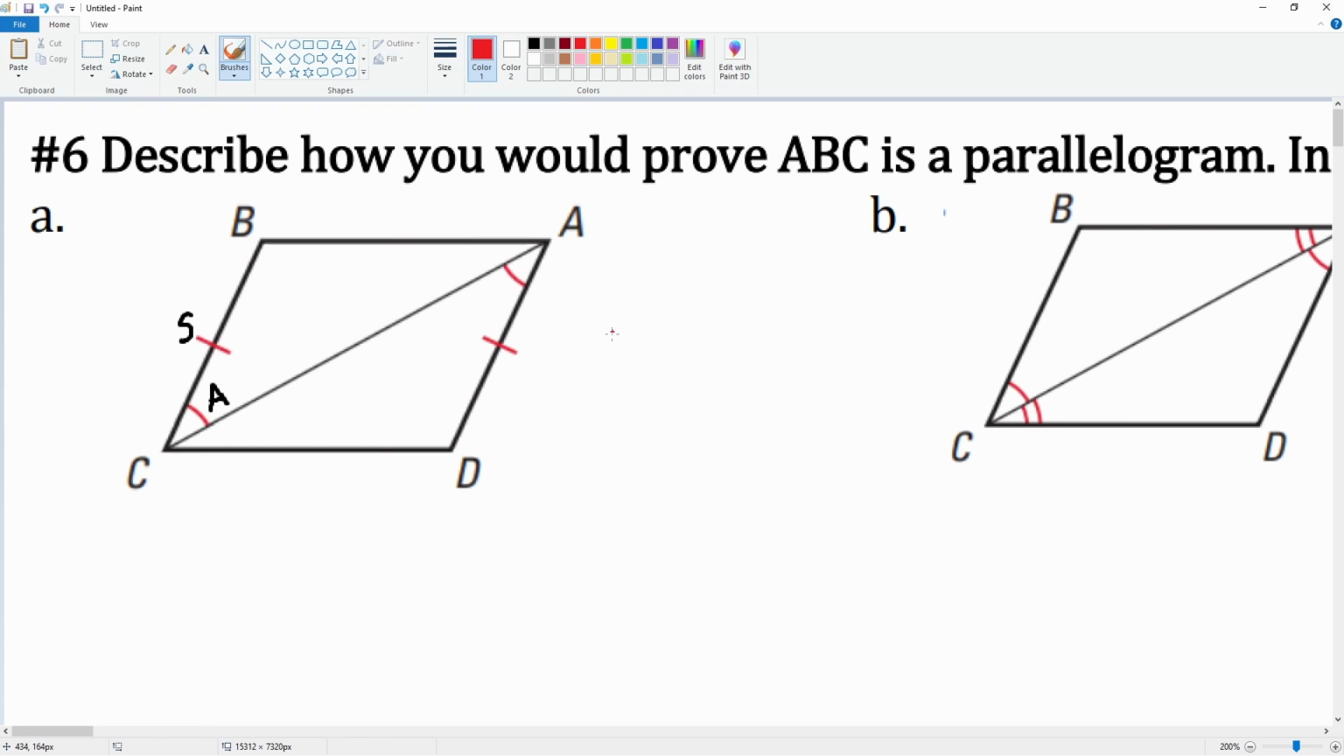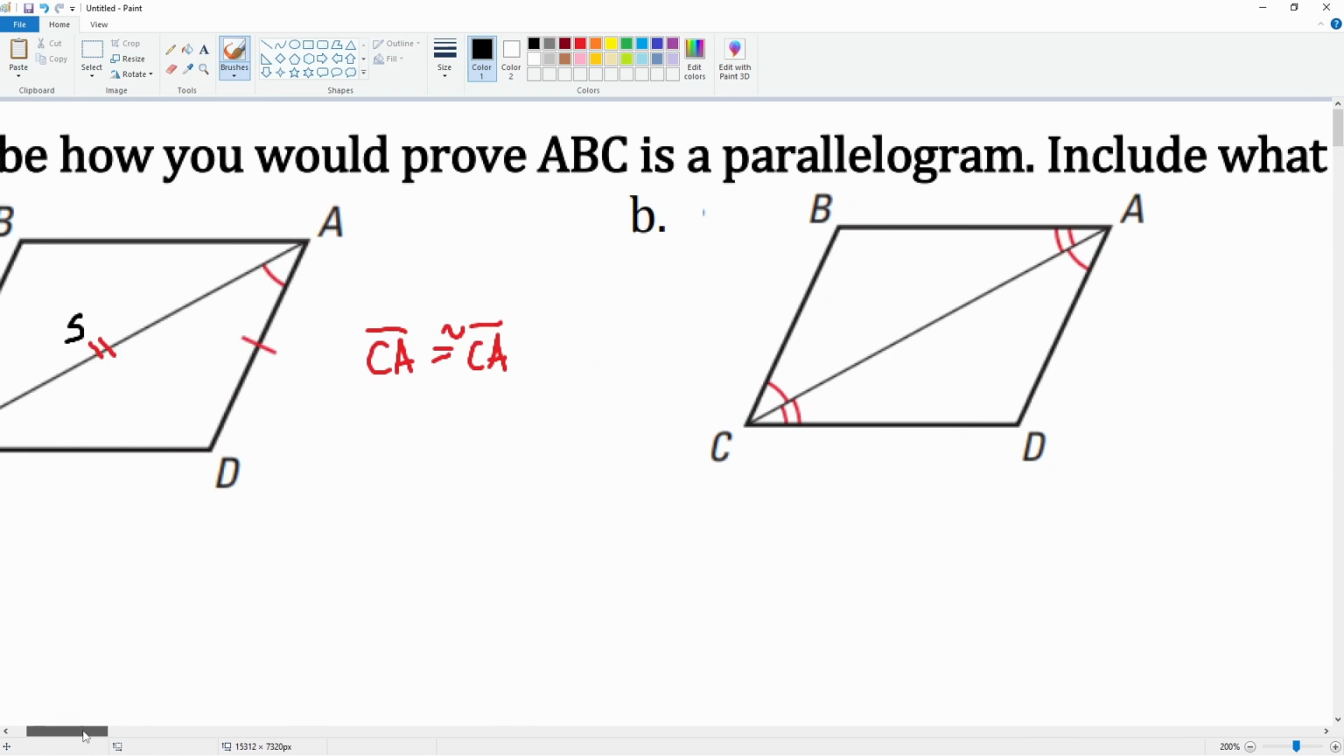And we know that CA is also congruent to CA using the reflexive property. So we can mark these here. This is going to give you another side. So you would prove this using side, angle, side, and that would work here.